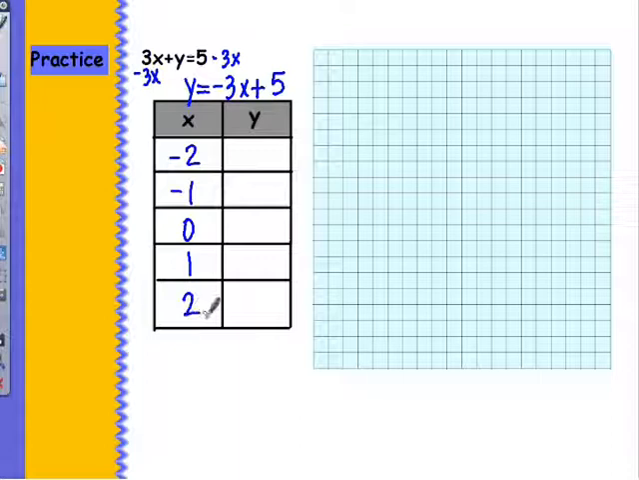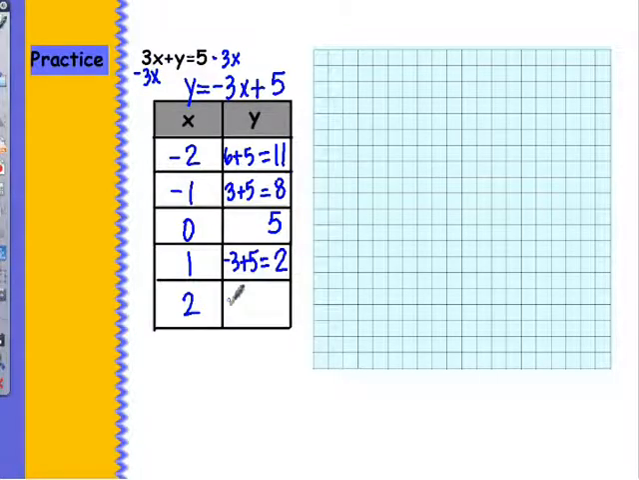And I plug in negative 2 and I get 6 plus 5 makes 11. Negative 3 times 1 is 3 plus 5 makes 8. 0 plus 5 is obviously 5. 1, I get negative 3 plus 5 equals 2. And I plug in 2 and I get negative 6 plus 5 equals negative 1.